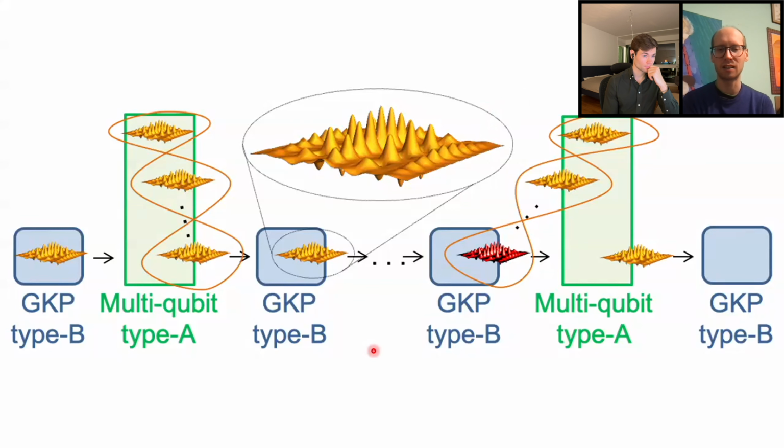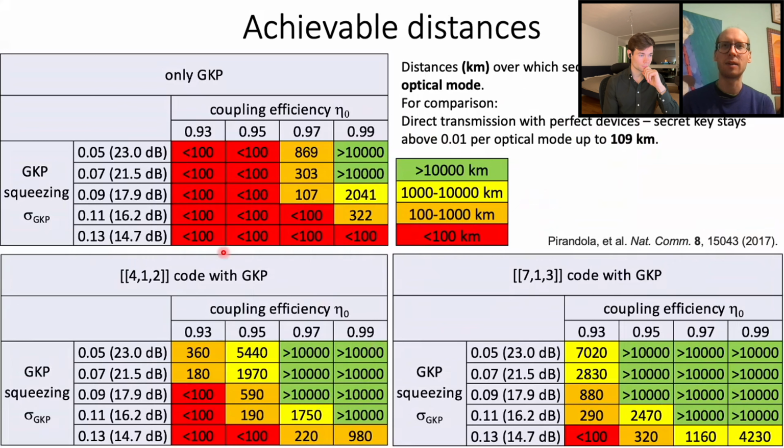So that's basically the setup, and maybe I'll show some results, what kind of distances you would be able to communicate over. Basically, only GKP means that you don't do this higher level concatenation. 412 code means that you entangle 4 GKP modes together to have a higher level code that consists of 4 GKP modes entangled together. And this one, you encode 7 GKP modes together.